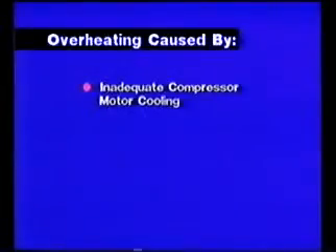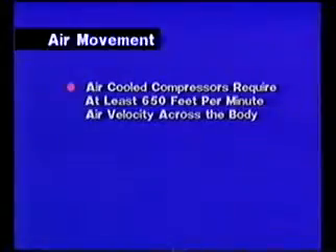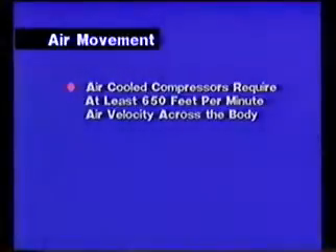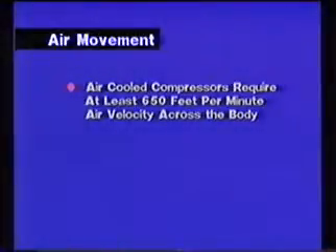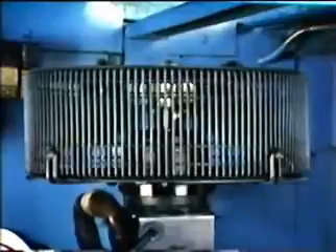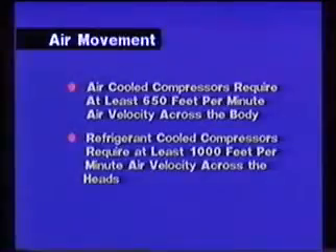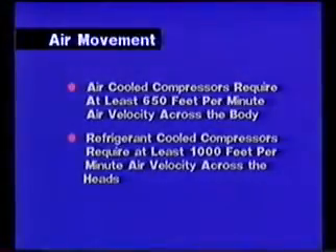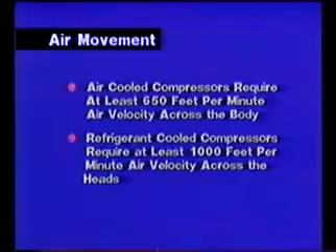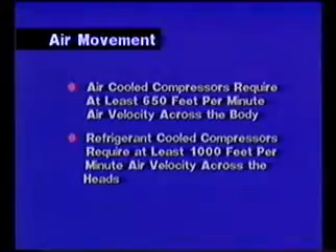The amount of air movement across the compressor is also critical. Air-cooled compressors require at least 650 feet per minute air velocity across the body whenever the compressor is running. If there are no condenser fans to provide this airflow, auxiliary cooling fans must be used. Refrigerant-cooled compressors operating at a suction pressure corresponding to a saturated temperature of 0 degrees or below require at least 1,000 feet per minute of air velocity across the heads.